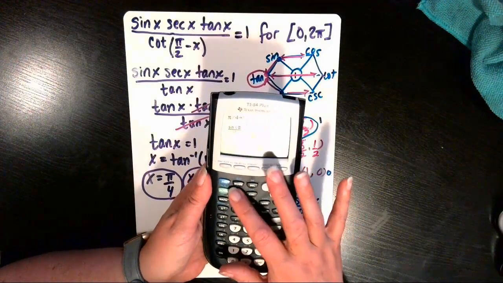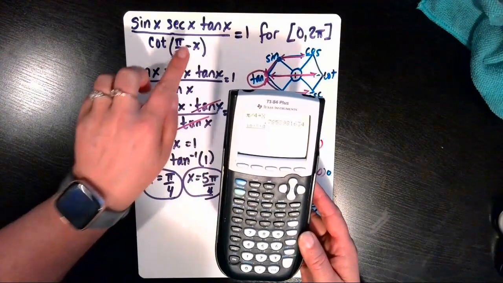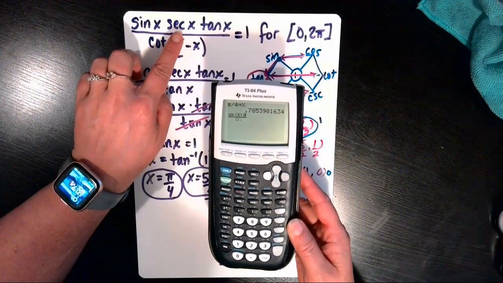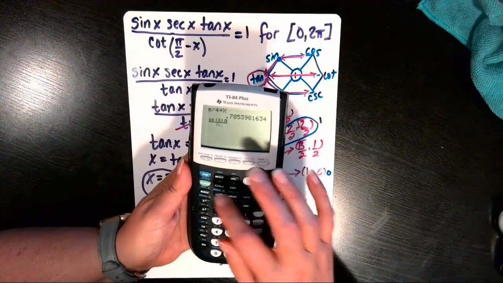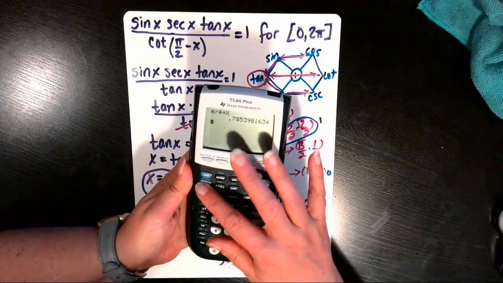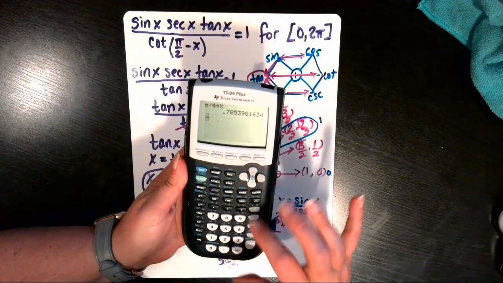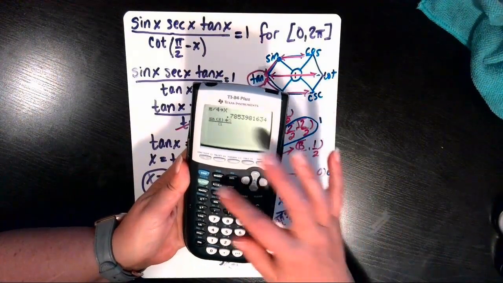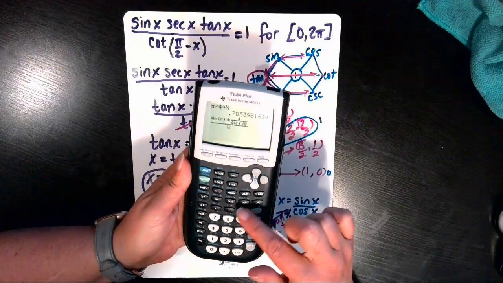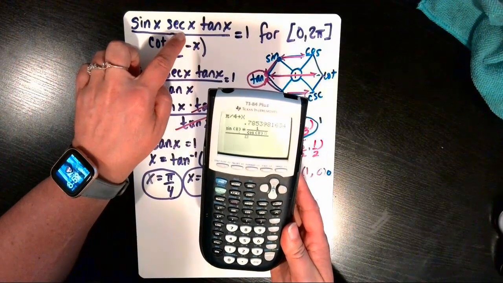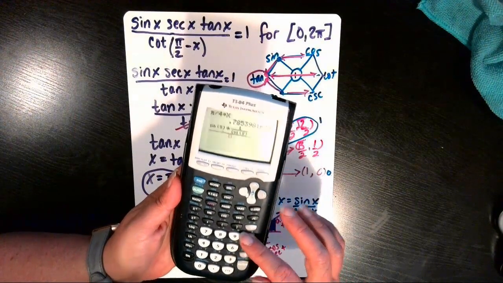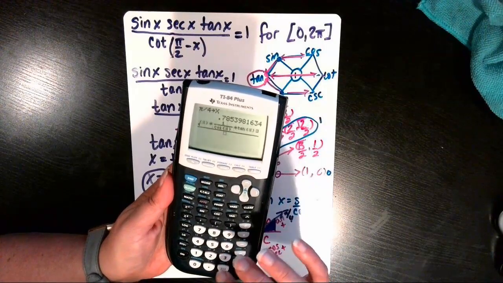And then we start with the sine of x. And then this next one, secant of x, there is no secant button on the calculator. So we're going to need to use the reciprocal identity. Whoops. Nope, now we got to fix that. Okay, so alpha y equals number 1. We want to do sine of x and then times. Then alpha y equals number 1. There we go. 1 divided by cosine of x, because that's the reciprocal identity for secant, 1 over cosine. And then that is times tangent of x.